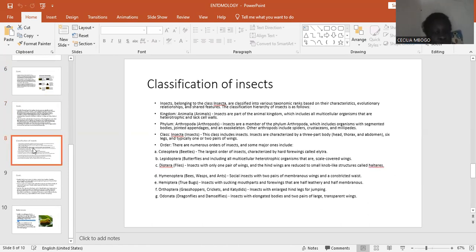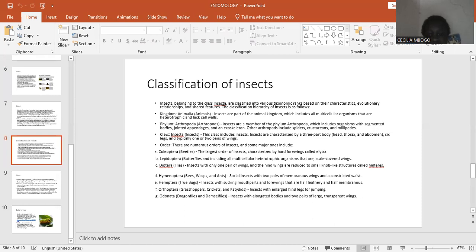So again, we go to, I think it's the last objective we have for the day. And this is classification of insects. As we all know, all animals begin from the kingdom Animalia. Then we go to the phylum, then the class, order, and then maybe the genus and the species. So here we say that the insects belong to the class Insecta, and they are classified into various taxonomic ranks based on their characteristics, evolutionary relationships, and shared features.